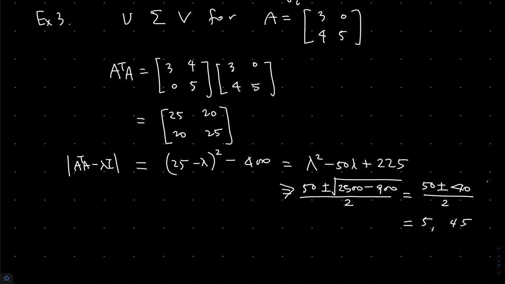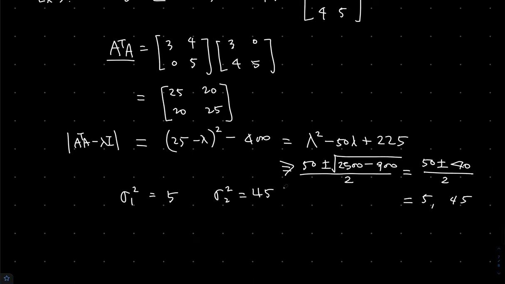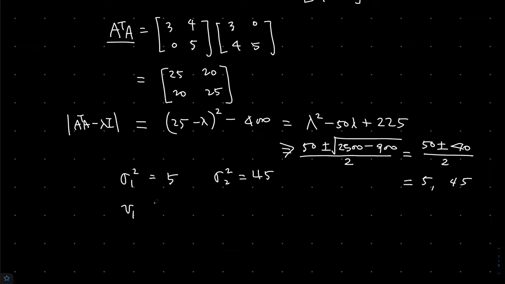So these are the eigenvalues of A transpose A. So sigma 1 squared is 5, sigma 2 squared is 45. Now let's find the eigenvectors. If we insert 5, we get [20, 20; 20, 20]. And then V1 would be 1, minus 1, right? This would be in the null space of this. And if we insert 45, then we get [minus 20, 20; 20, minus 20]. So then V2 would be 1, 1.